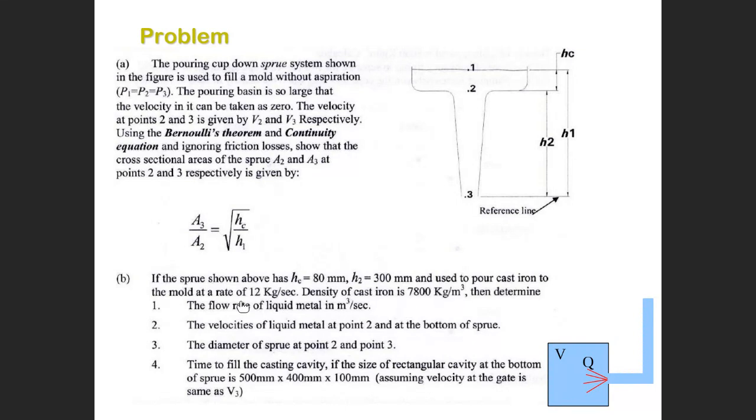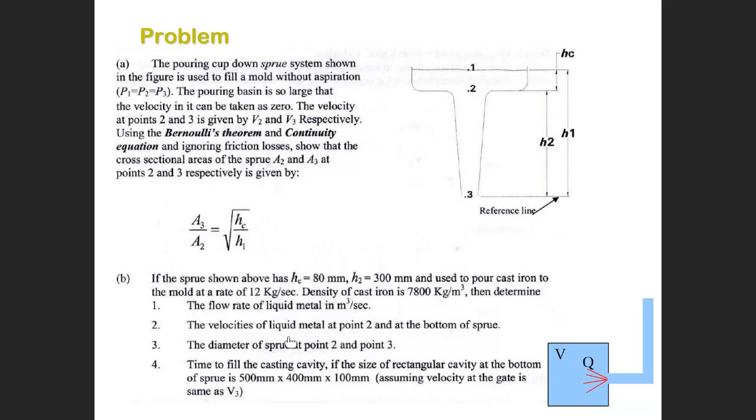It is used to pour cast iron in the mold at a rate of 12 kilogram per second. 12 kilogram per second means this is m dot, the mass flow rate. If you would like to get the Q, which is the volume flow rate, you divide by the density. Density is given. Liquid density here is 7,800. Then you divide 12 by this, and you get the volume flow rate. This is the first question.